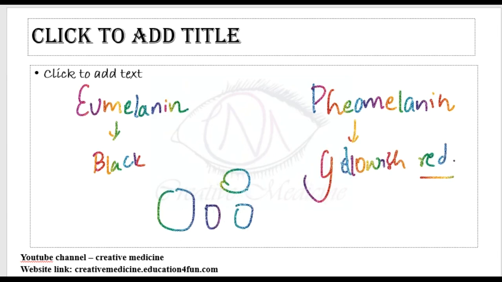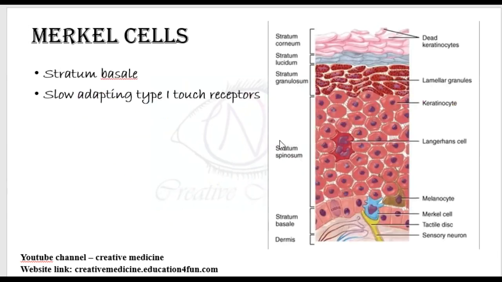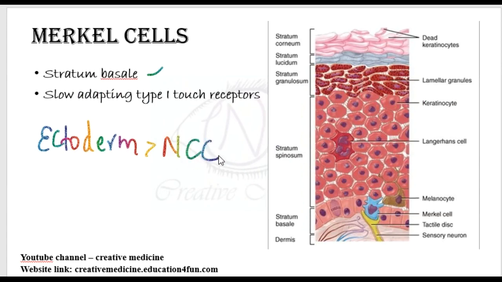Merkel cells. The next type of cells are Merkel cells. Merkel cells are present in stratum basale. The Merkel cells are derived mainly from the ectoderm. If ectoderm is not in options, then we can go for neural crest cells. They are slow adapting type 1 touch receptors.